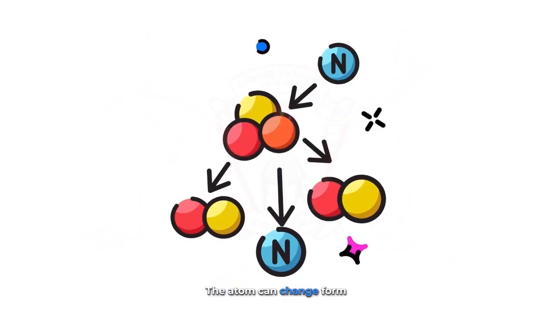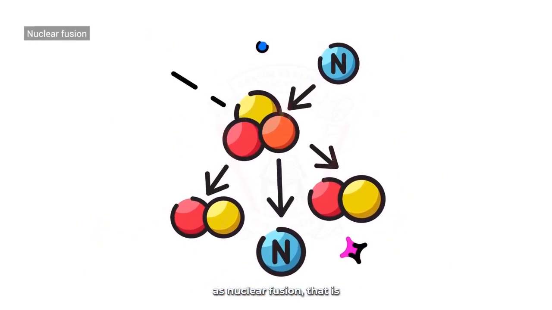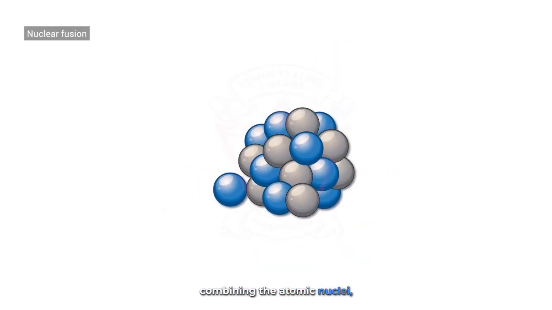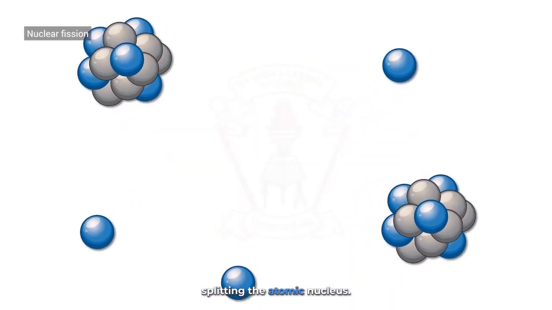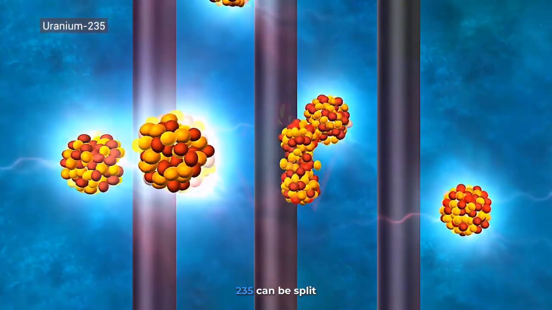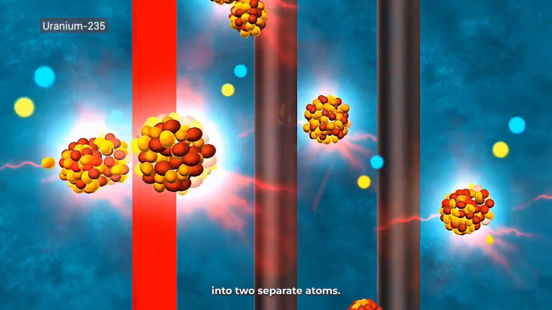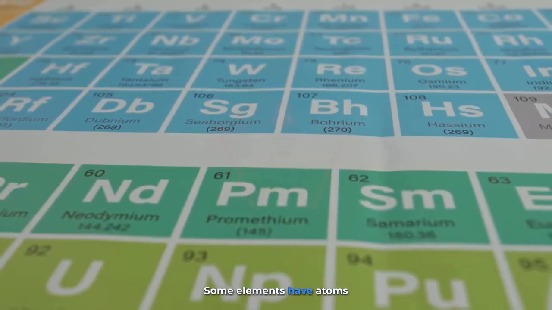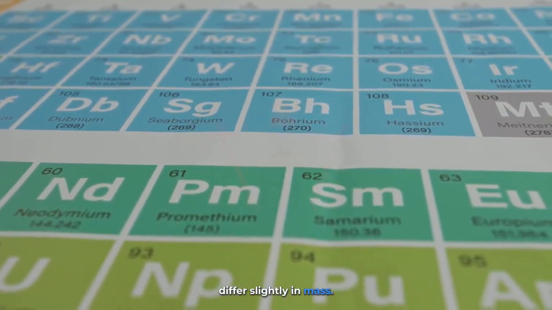The atom can change form through special processes such as nuclear fusion, that is combining the atomic nuclei, or nuclear fission, that is splitting the atomic nucleus. For example, an atom of uranium-235 can be split into two separate atoms. 2. Some elements have atoms of more than one kind which differ slightly in mass.